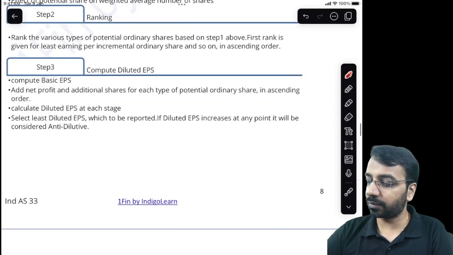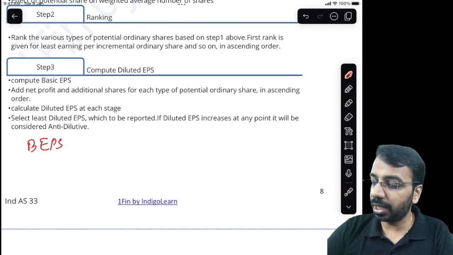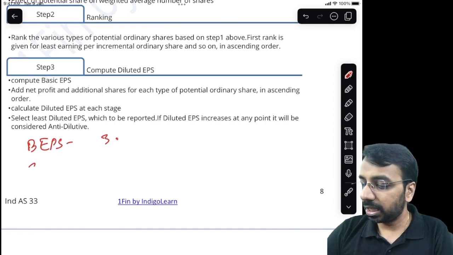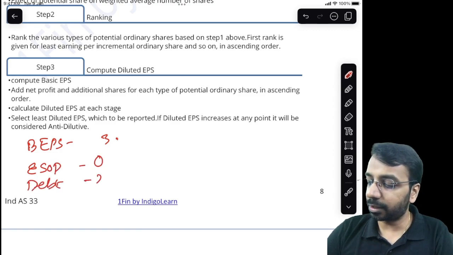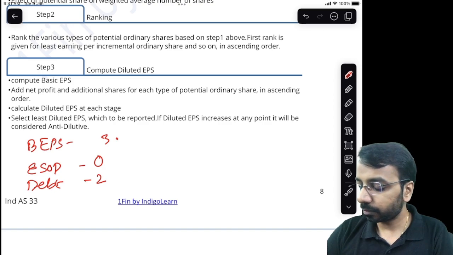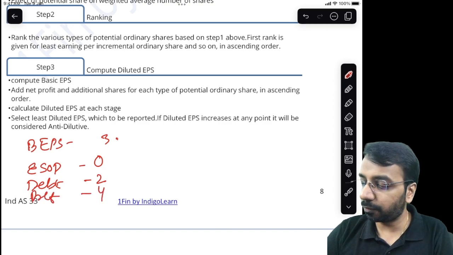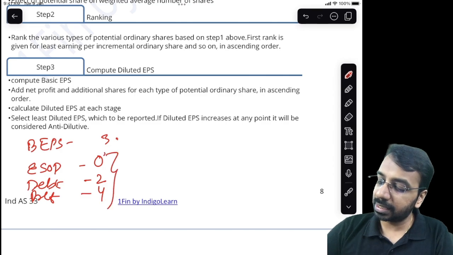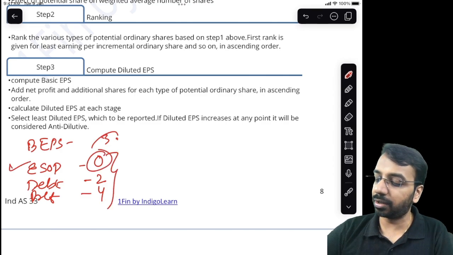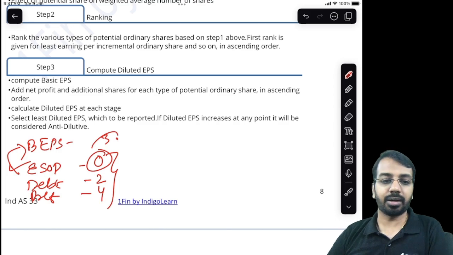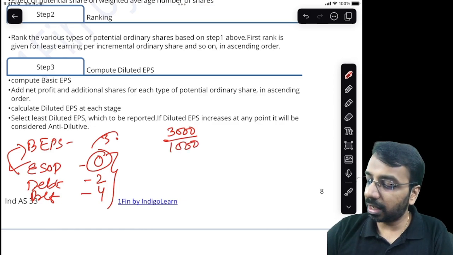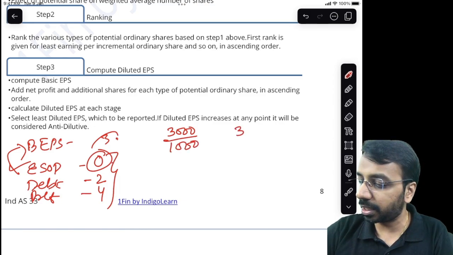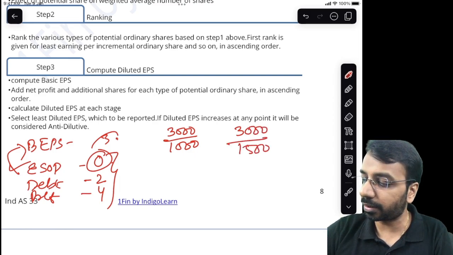So what I mean by that is, for example, my basic earnings per share is, let us say, 3. ESOP will give me 0. Debt will give me, let us say, 2, and preference shares will, let us say, give me 4. Now, when I see this is less than 3, this is definitely dilutive. You include ESOP and calculate earnings per share. So now, basic earnings per share is 3000 divided by 1000. When you consider ESOP, the diluted earnings per share is 3000 by, let us say, 1500.